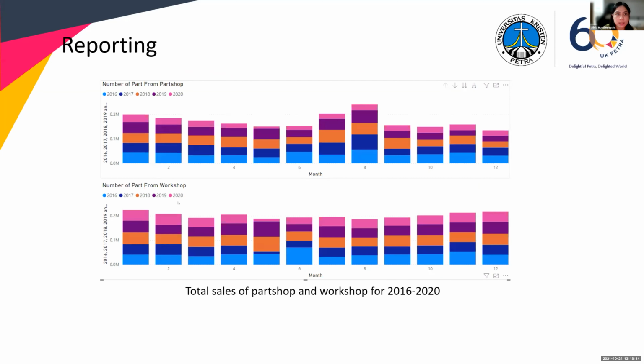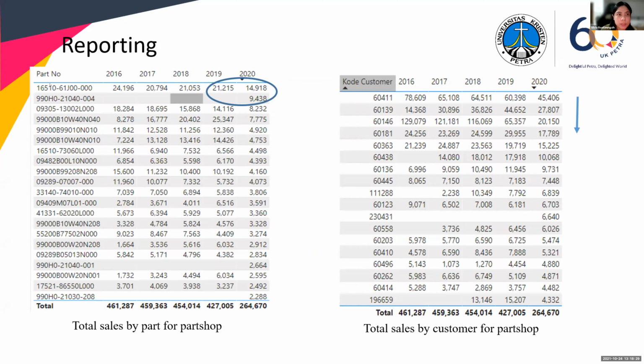We can also see the number of sales for each month, so we can analyze which months have the highest and the lowest sales. We can also see which part number is the most favorite. As we can see, these top two are actually the same spare part, but with a different new type, the 990HO, this one. This is the total, which is almost the same as the total here.